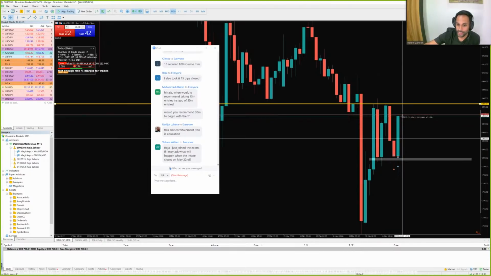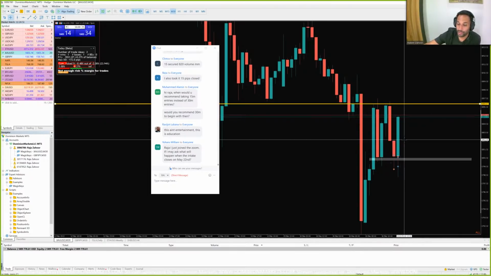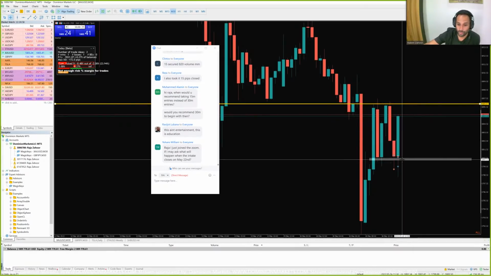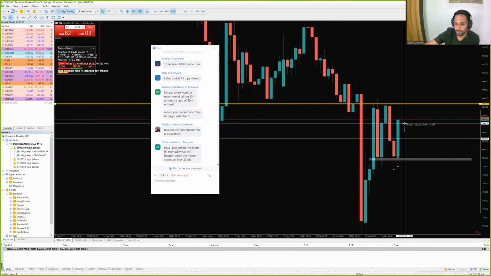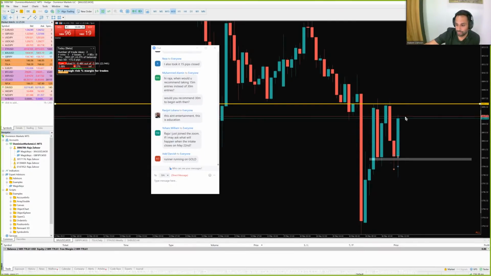Wow, look at this. See what I said? We break above this area, we move up. Wow, this was a 30. See, this was a 40 pip range. No, this was a 60 pip range. So in this 60 pip range, even if you get 15 pips, 20 pips, that's amazing.